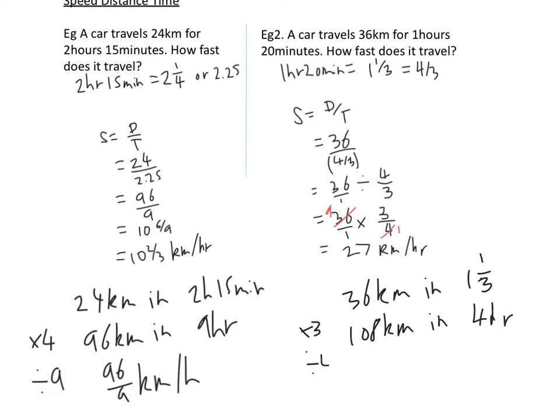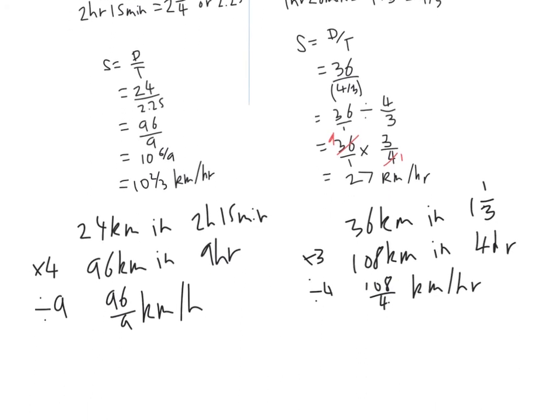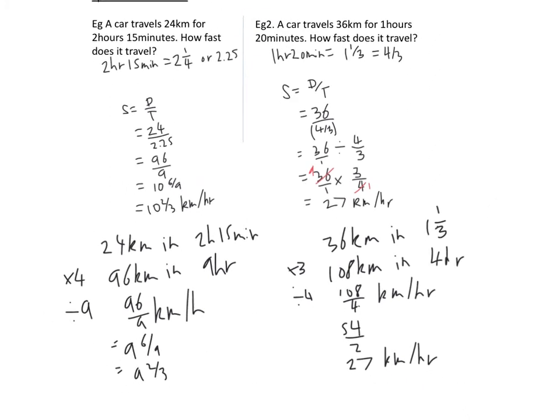And then divide it by 4, 108 divided by 4 kilometers per hour. And then obviously you'd need to simplify both of those. So you get 9 6/9, or 9 2/3. And this one here would be 54/2, or 27. Just a different approach to non-calculator.